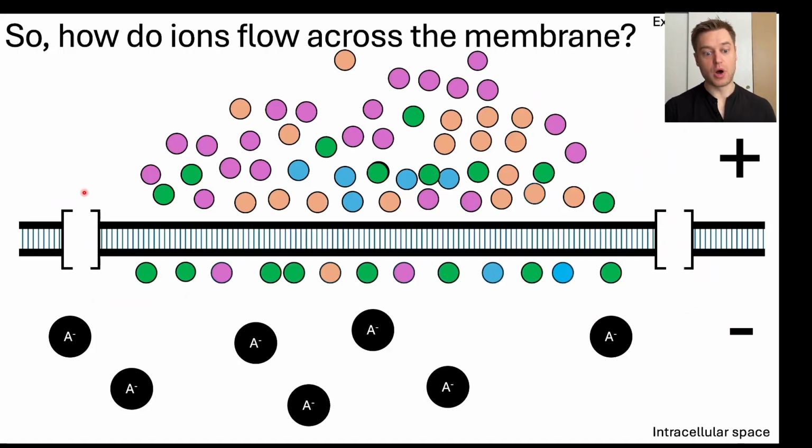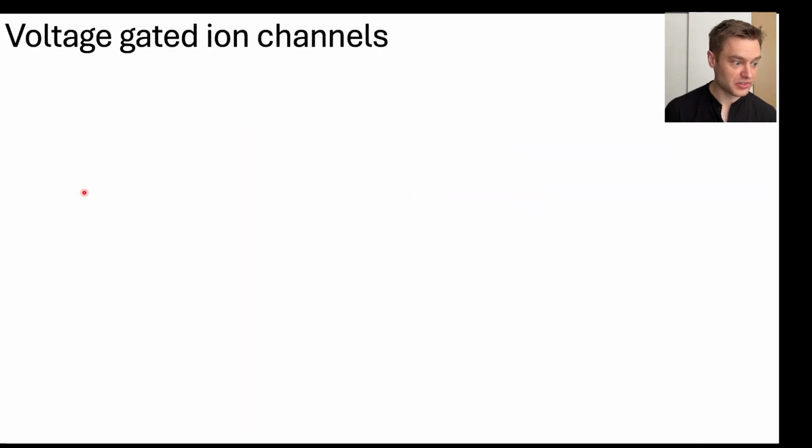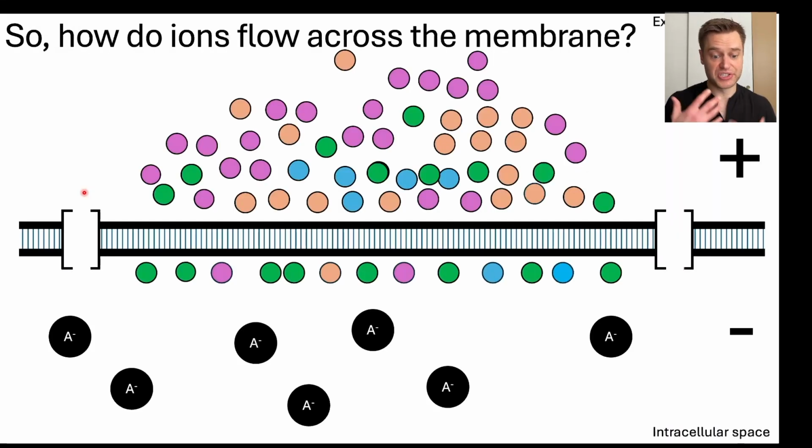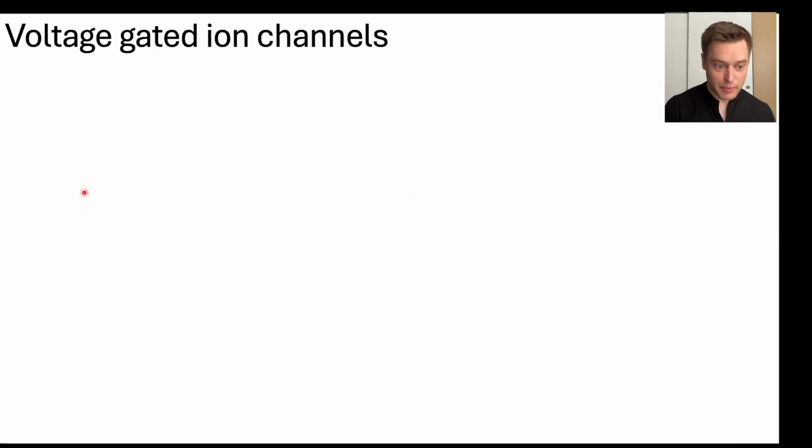So how do ions flow across the membrane? Well, I already spoiled this for you moments ago. I apologize. But they do it through ionophores. These ionophores can be there all the time and allow the influx or efflux of certain ions. But some of them are like doors that open when certain characteristics are met.